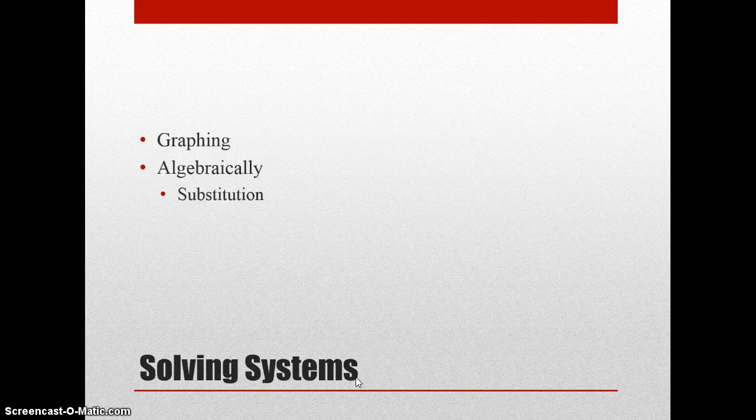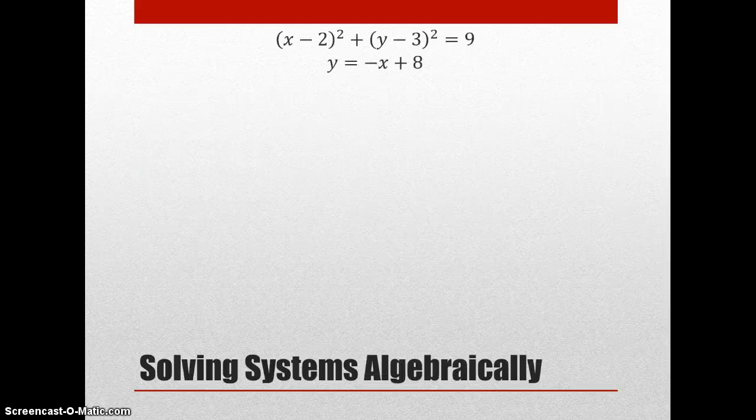So there's two ways of doing it. We can solve by graphing, or we can solve algebraically, where we would use substitution. So first let's start algebraically using substitution. So we have x minus 2 squared plus y minus 3 squared equals 9, and y equals negative x plus 8. So just looking at our equations, we know that this one's a circle, and it's centered at 2, 3, with a radius of 3.